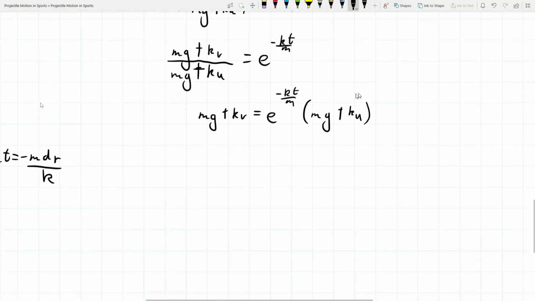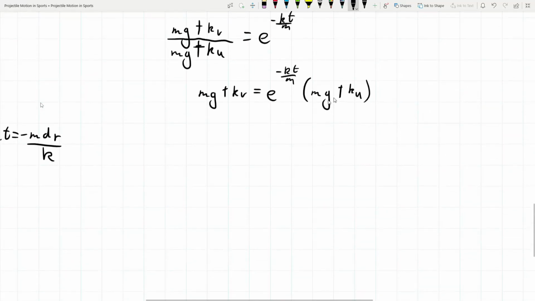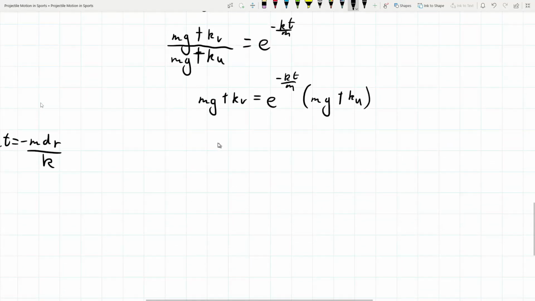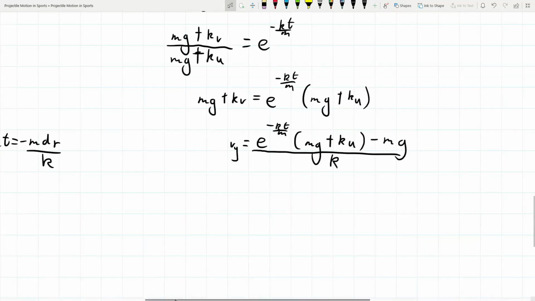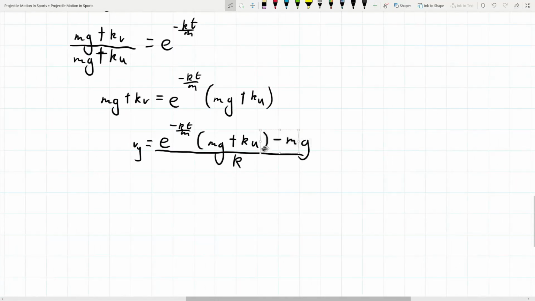I'm not expanding it out because that'll just make things messier. So now we can just do minus mg on both sides, and we get that kv equals e to the minus kt over m multiplied by mg plus ku, minus mg, and then dividing both sides by k, we can just put a divided by k and get rid of this k here. And here is an equation for the velocity in the y direction, except I'm just going to have to change the u here to be a u sine theta, so that it's exactly for the y direction.